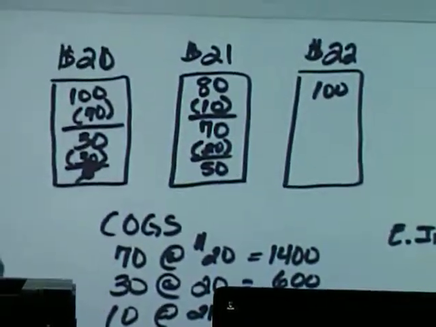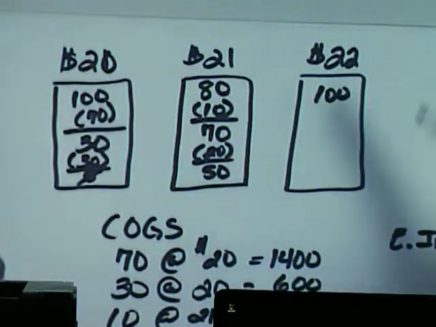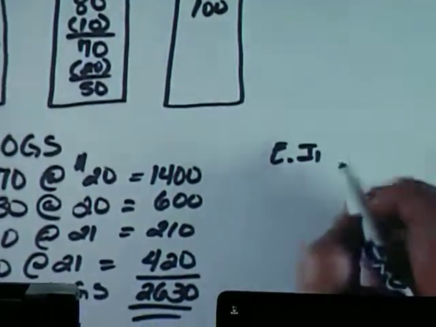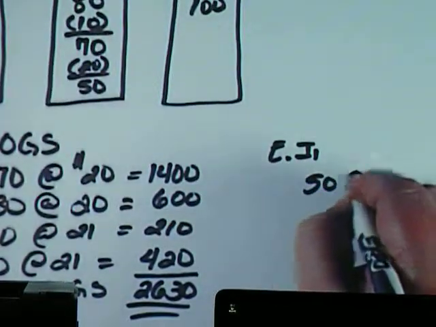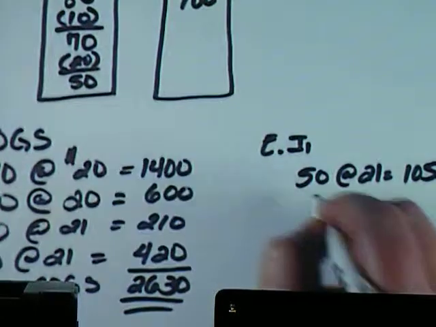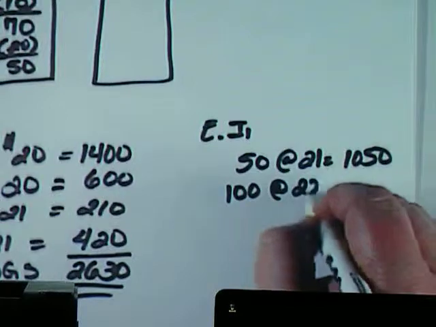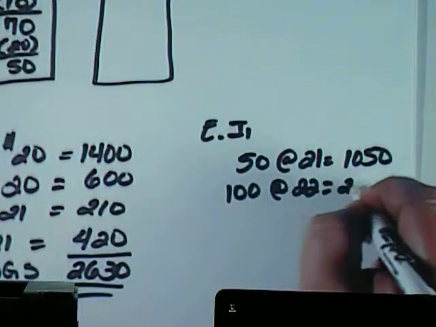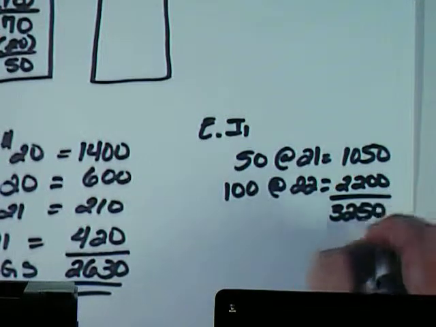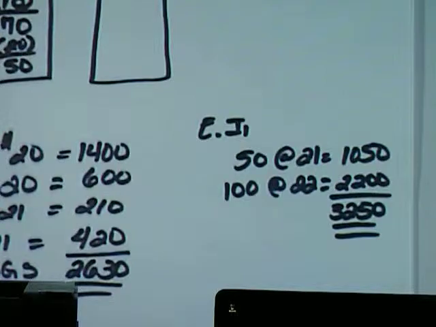And if I want to look at my ending inventory, I simply go back and look at my bins up here and I say, well, I've got 50 in the $21 bin and I've got 100 in the $22 bin. So let's add them up. I have 50 at 21, and that gives me 1,050. And I have 100 at 22, which gives me 2,200, for a total of 3,250 for ending inventory. That's how the FIFO method works.